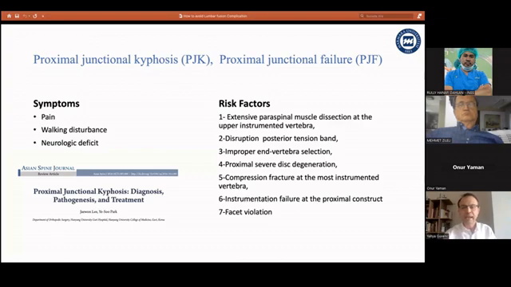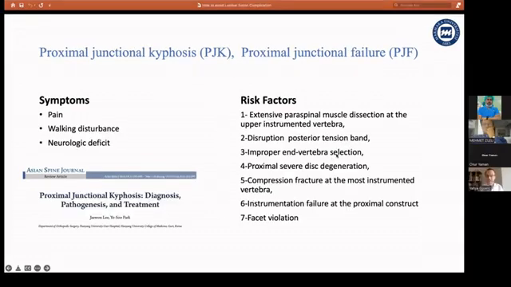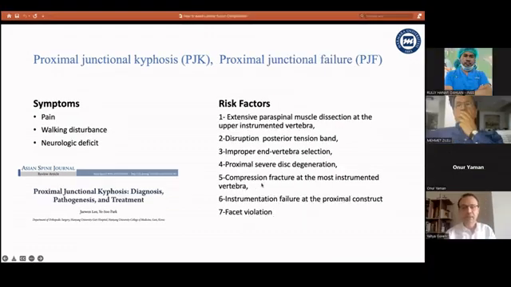For example, extensive paraspinal muscle dissection at the upper instrumented vertebra leads to these complications. We avoid this. Disruption of the posterior tension band, I think, is very important. Improper upper vertebra selection and proximal severe disc degeneration are important when you stop at some upper levels. Also compression fracture at the upper instrumented vertebra, instrumentation failure at the proximal construct, and facet violations. These cause PJK and PJF, and if we prevent these, we prevent these complications.